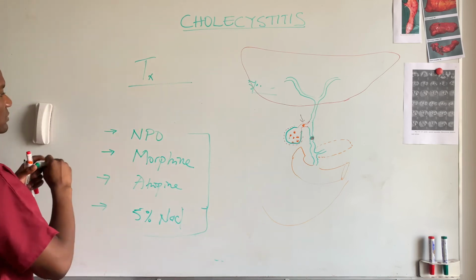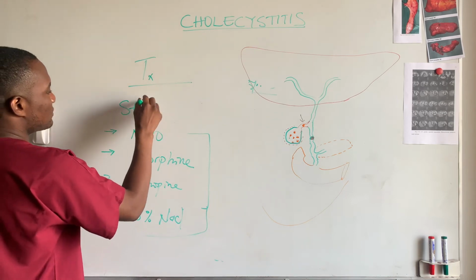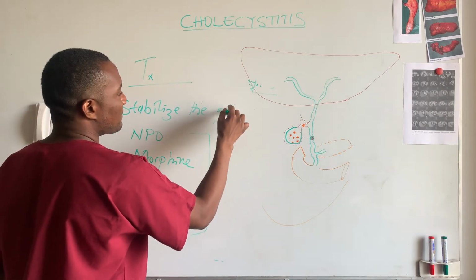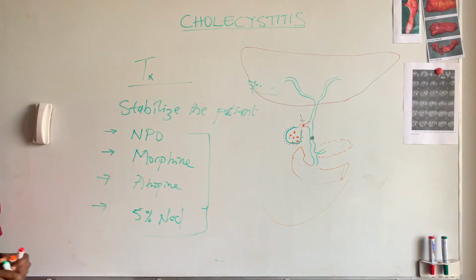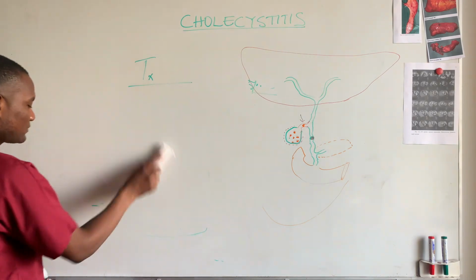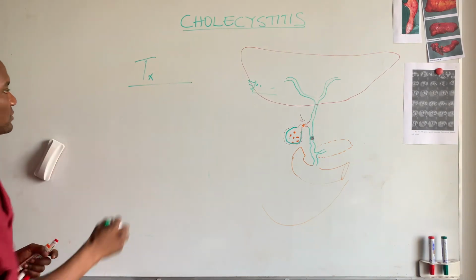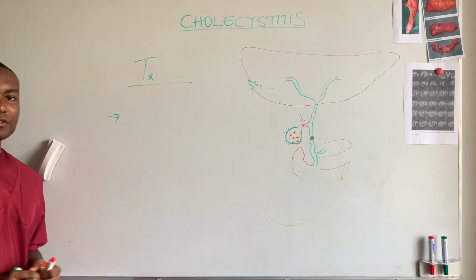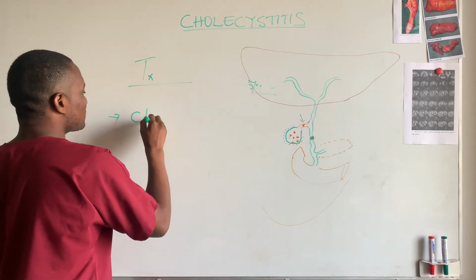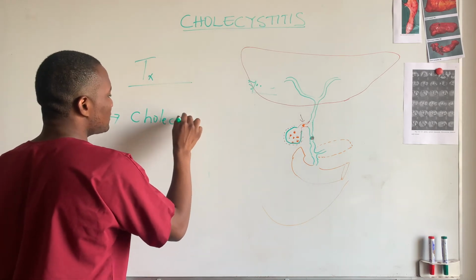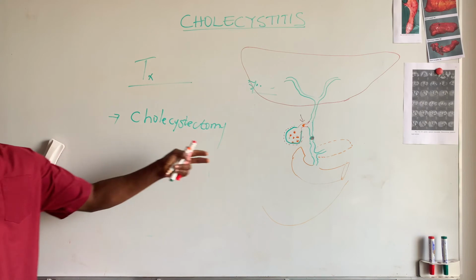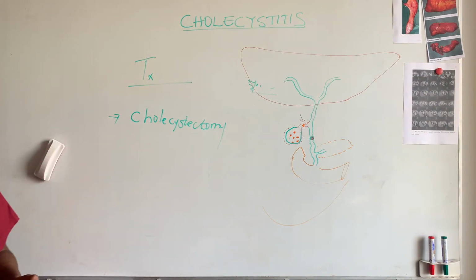So here we'll talk about how to stabilize the patient. And now we'll talk about surgery. This patient is ready to be taken to surgery. And what do we do in surgery? We do cholecystectomy. Cholecystectomy means the removal of the gallbladder.